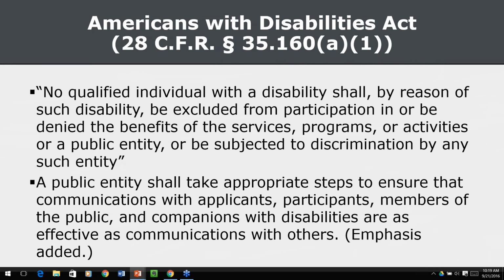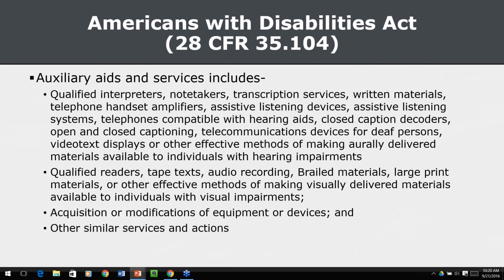That last phrase, as effective as communications with others, you can see that that's just completely different than IDEA. This is an inherently comparative standard. It's not whether or not what the child is getting is enough for them to receive some educational benefit. It's whether or not the communication the child is receiving is as effective as communications with others. And that's just a completely different standard that we need to emphasize in special ed.